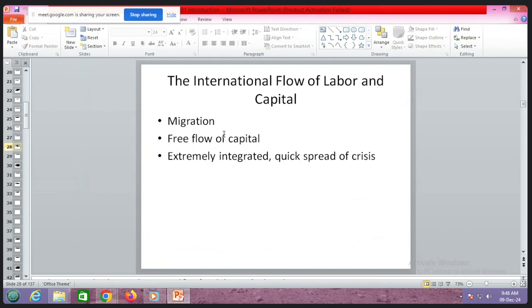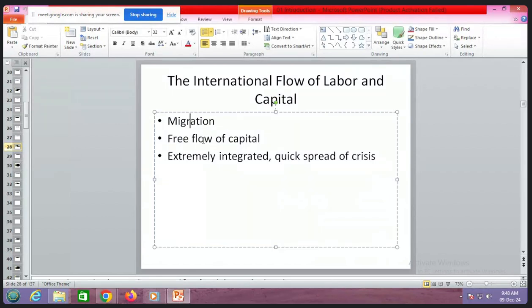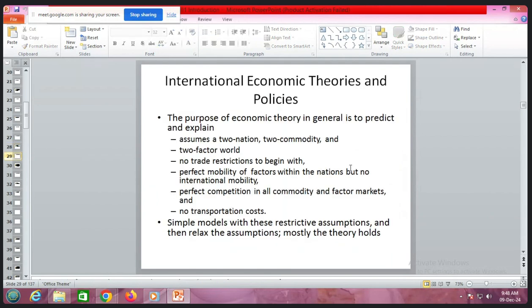So this I have already explained to you in my introduction, that there has been an increased international flow of labor and capital, and what is the impact of migration, what is the impact of free flow of capital, and other aspects.